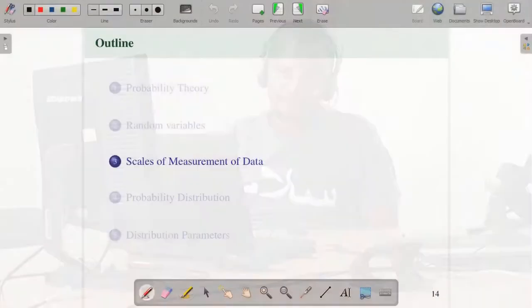Welcome to another session of probability theory, in which we are going to introduce the scales of measurement of data. This point is very crucial because once you understand this, you will understand the nature of all random variables and how you can figure them out in the computation of your probability, and you will have less confusion about discrete and continuous random variables.